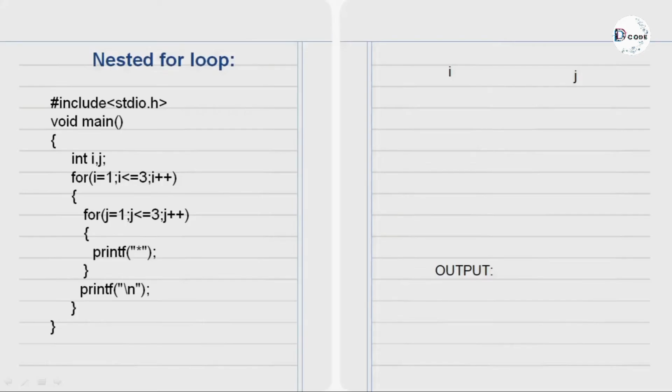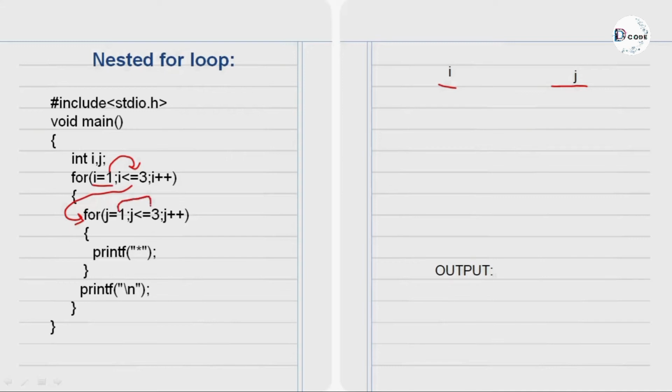Now let us look at an example for the nested loop. Nested loops are used in many programs, so it is very important to learn this. Here in this program, initially I is initialized to 1. Then the control goes and checks the condition. Since I is less than 3, the control enters the for loop. Here j is initialized to 1.